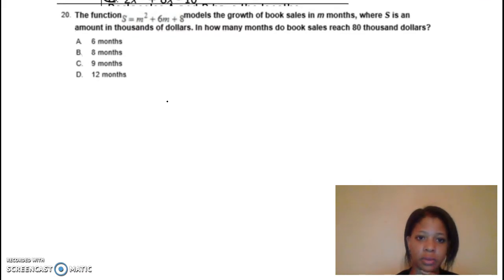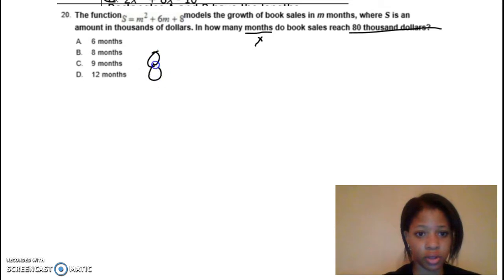Let's look at this one. The function s equals m squared plus 6m plus 8 models the growth of the book sales in months. So months is our x, okay? Where s is an amount in thousands of dollars. And how many months, so we're trying to find x, do book sales reach $80,000? So I want to know what is x when s equals 80,000, but just 80, okay? So I'm just going to rewrite my equation with 80 for s. So I have 80 equals m squared plus 6m plus 8.